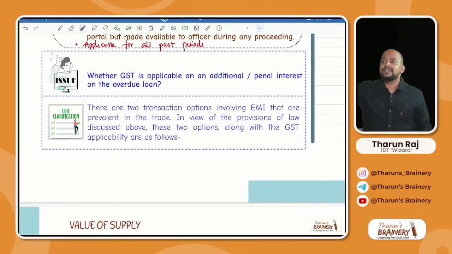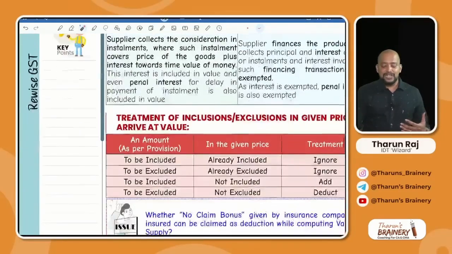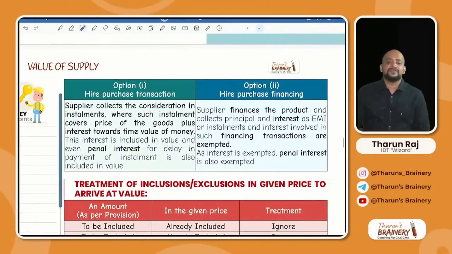Interest on account of delay in receipt of consideration will be included in the value and taxable accordingly. So that's why this discussion or this conflict will come, whether the penal interest will be taxable or exempted. For that, we need to understand whether the transaction is hire purchase transaction or hire purchase financing.